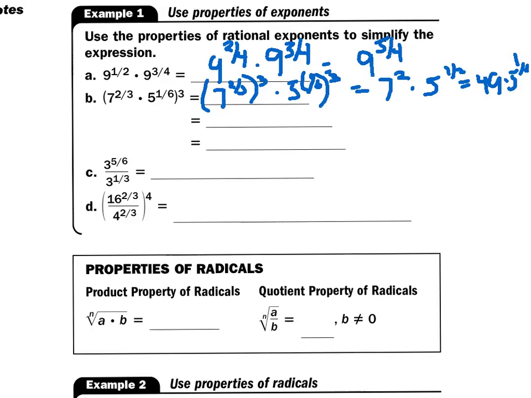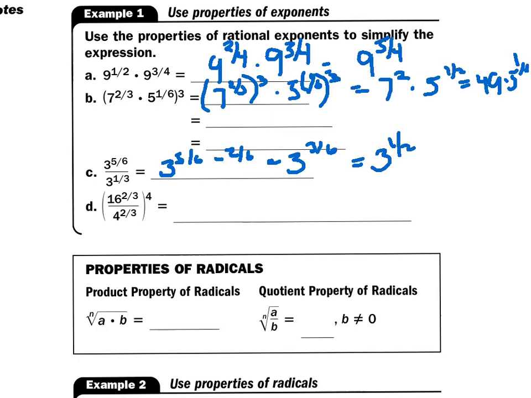Okay, on C, it's division, so we just subtract it. So 3 to the 5/6 minus 2/6 is 3 to the 3/6. And we can go ahead and reduce that to be 3 to the 1/2. And we have to leave it there.